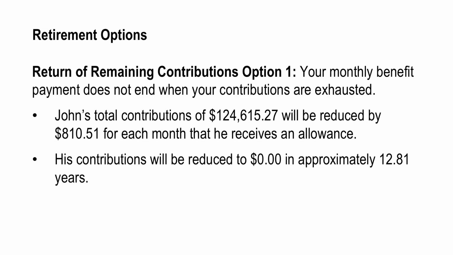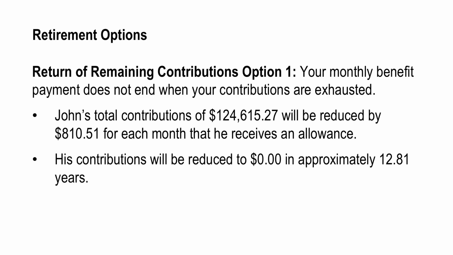John's total contributions are $124,615 and change. This amount will be reduced by about $810 each month as a part of what he receives in his allowance. His contributions will be reduced to zero in approximately 12.81 years.